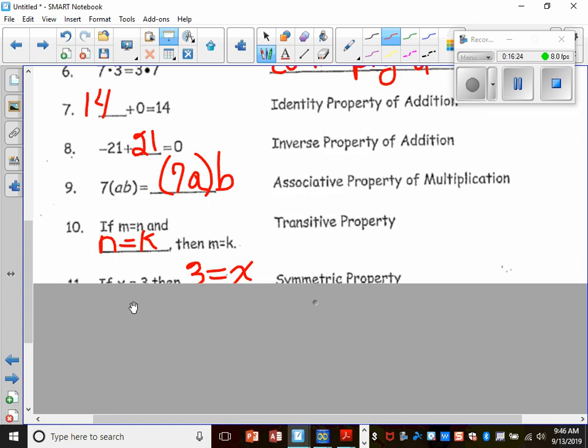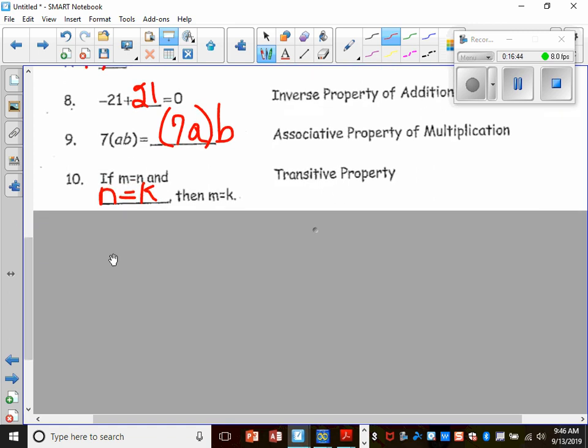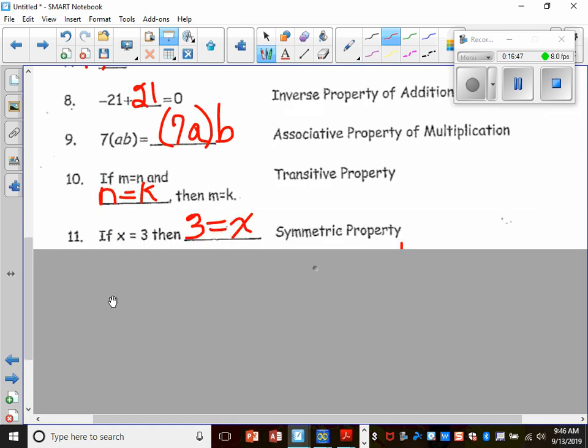Here's the transitive property. They gave you part of it. They said if m equals n, and then we can change n to equal k, then m and k are equal to each other. So we just used some numbers a few minutes ago with 2 plus 3 and 4 plus 1. That's the transitive property. Symmetric means we're just flip-flopping what's on each side of the equal sign. So x equals 3, 3 equals x. Same thing.